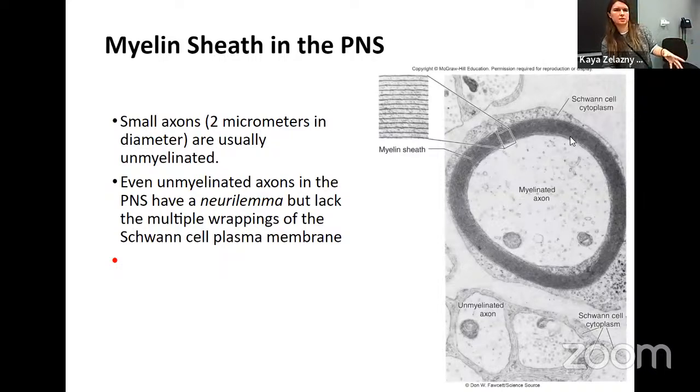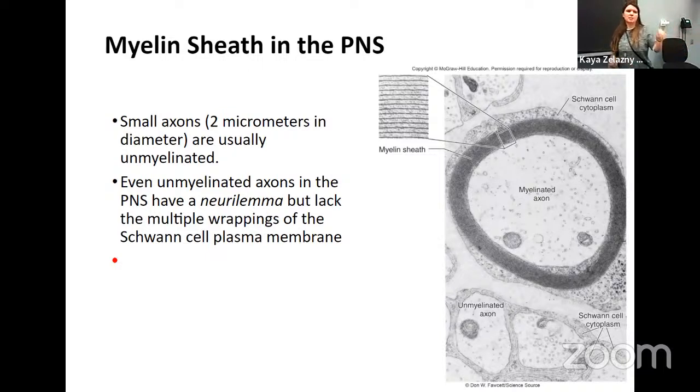So here's another picture, just an actual picture of what this looks like. So these are the Schwann cells wrapping around, forming the neurolemma, right? Forming this myelin sheath. So this is a myelinated axon. If you have a really small axon, it's going to usually be unmyelinated, so it's not going to look white, it's going to look gray.